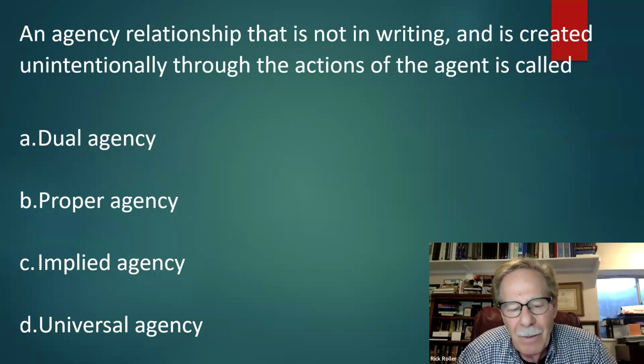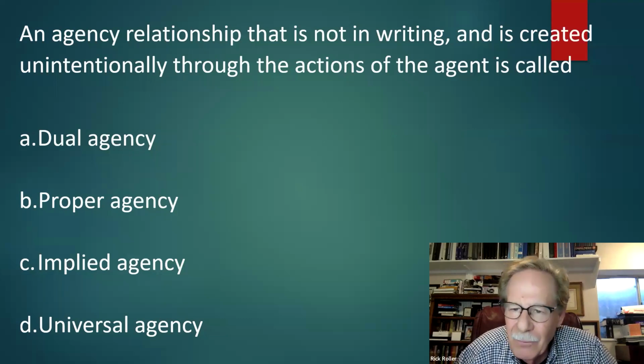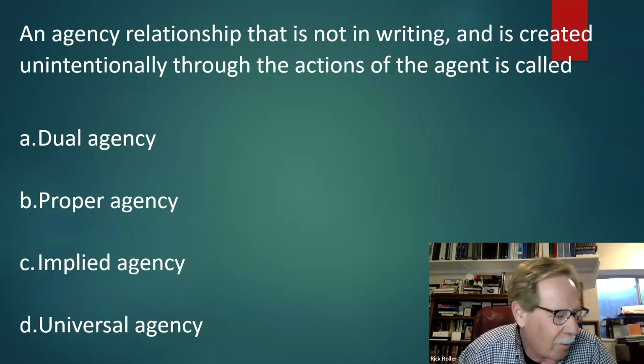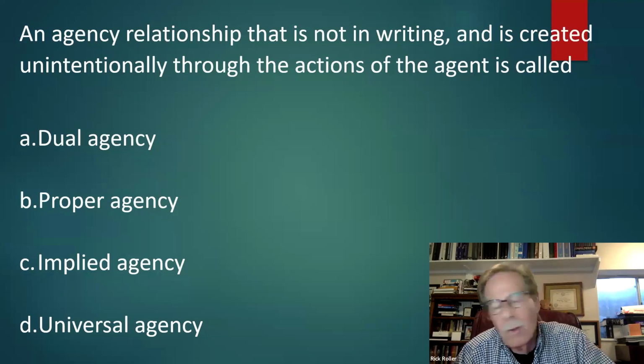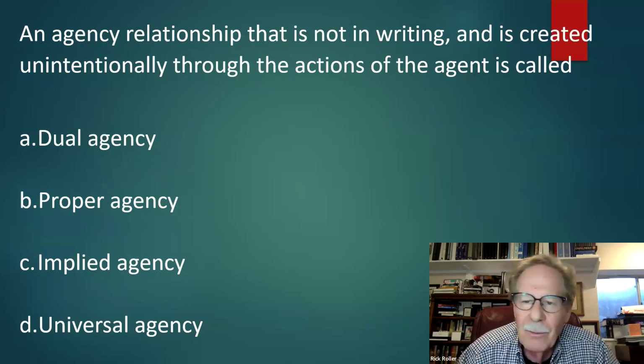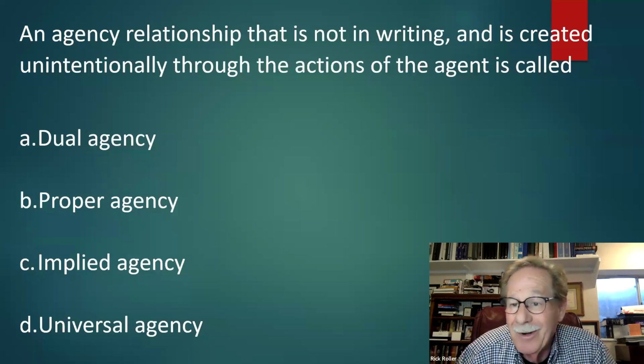Universal, you'll hardly ever see those very often, but that's where you can do everything for someone. Maybe they're in a coma, some sort of medical issue where they're not conscious, and so someone needs to be put in charge of their affairs. That would be a universal agent. They're in charge of everything.